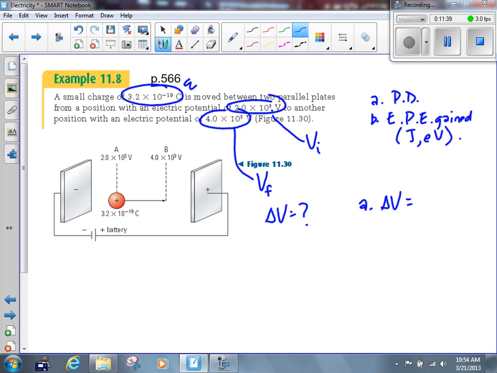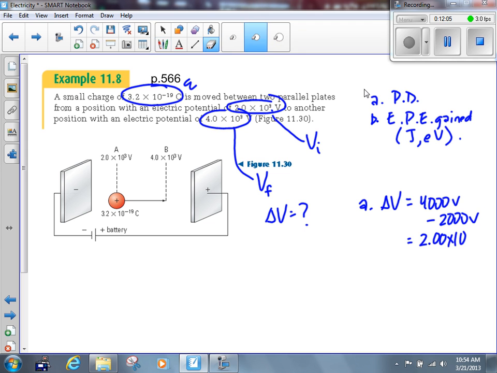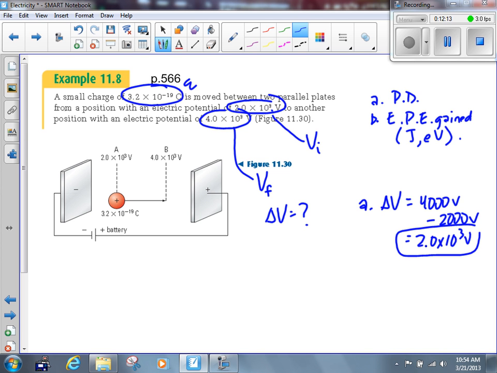Now, by the way, VF minus VI isn't on your data sheet for potential difference, but I don't think that's a big deal. VF minus VI is intuitive if we're looking for delta V, right? Delta anything is final minus initial. So we're going to say VF minus VI. It's 4,000 volts subtract 2,000 volts. That's going to give me a potential difference of 2.0 times 10 to the 3 volts, 2,000 volts. So there's the answer to question A. Relatively straightforward, again, if you can keep those terms straight.